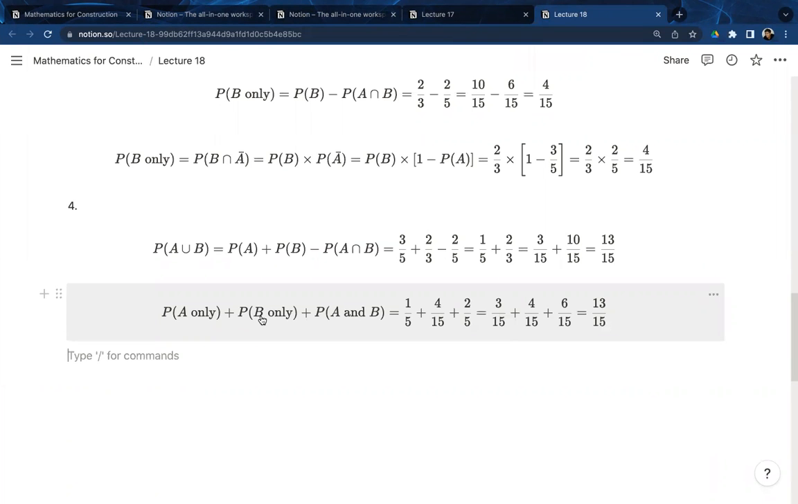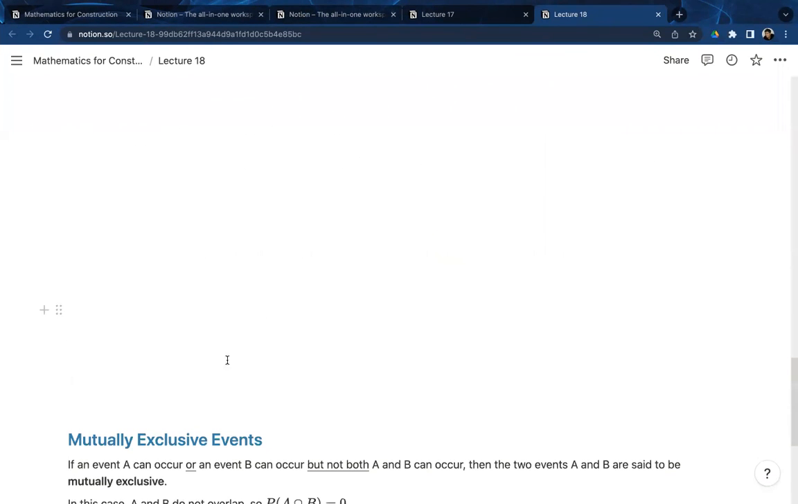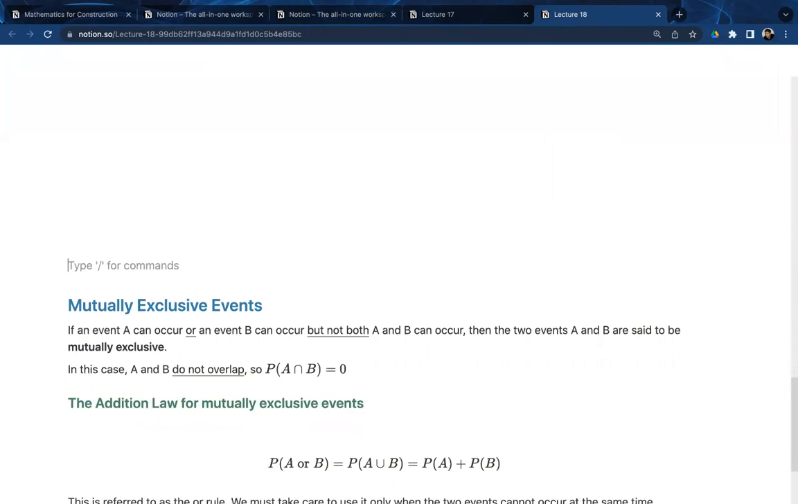Generally, you can't just add 2 probabilities together to mean or. Like A or B is not just probability A plus probability B. If they could occur at the same time, you have to subtract the intersection. So that's what we want to talk about now.